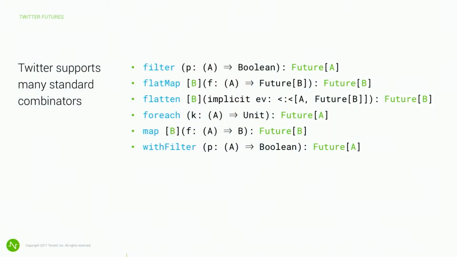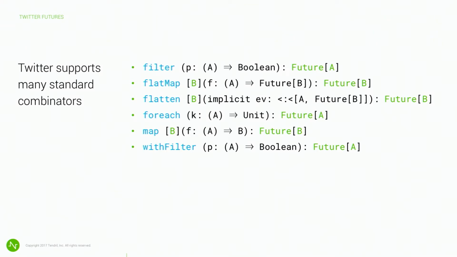So Twitter futures have most of the same kind of combinators. We've still got filters, maps, flattens, foreaches, and withFilter. I didn't talk about a lot of these in the Scala standard one, but many of these are there in the Scala standard one as well. Filter, right, lets us return or not return the result based on whether the predicate succeeds.